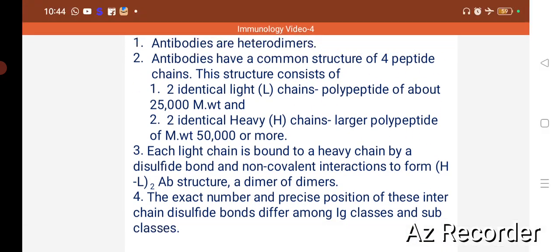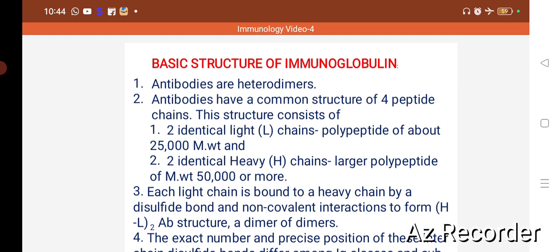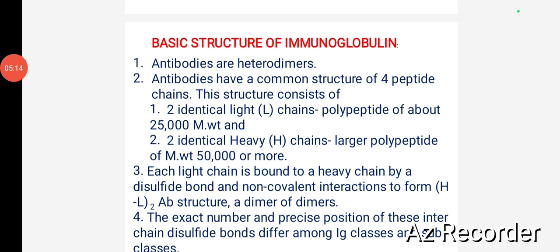Next, basic structure of immunoglobulin. The antibodies are heterodimers. Heterodimer in the sense that they have two heavy chains and two light chains, four chains, and the dimeric form means both are the same.